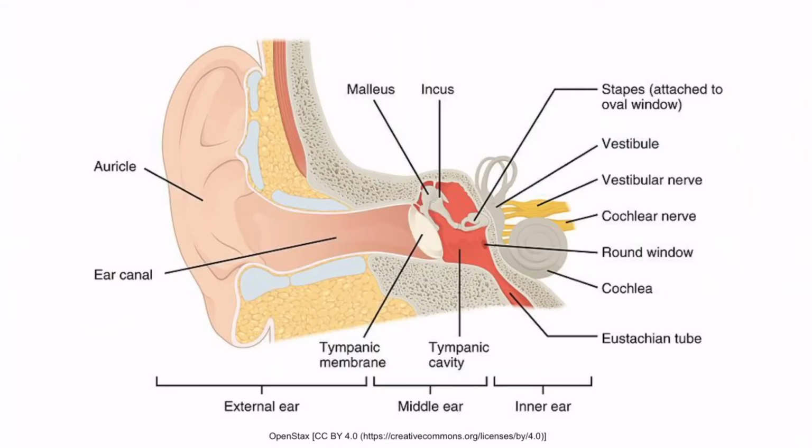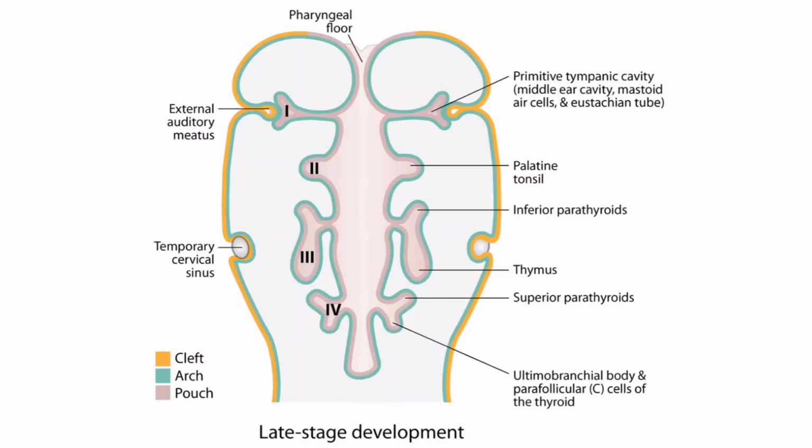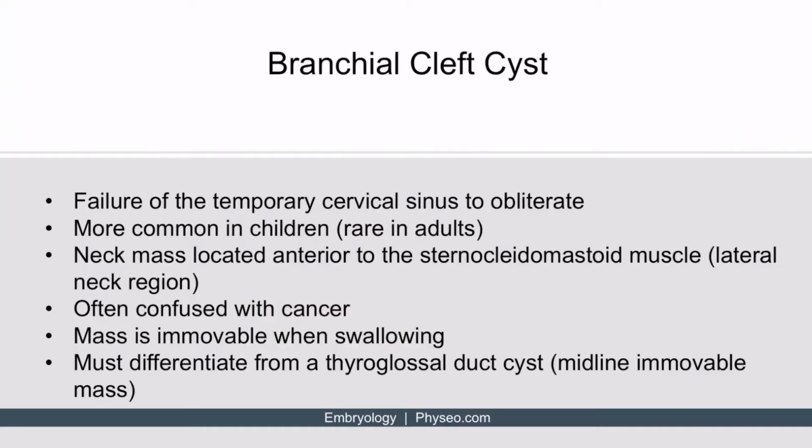As you can see, the external auditory meatus, which is also known as the ear canal, is shown right here. So the first pharyngeal cleft forms the ear canal. The second, third, and fourth pharyngeal clefts become what's known as the temporary cervical sinus, which you can see right here. As is implied in the name, this is a temporary structure that is normally only present during fetal development and eventually becomes obliterated. However, if the temporary cervical sinus is not obliterated, then patients may develop what's known as a branchial cleft cyst. So again, branchial cleft cysts are due to failure of the temporary cervical sinus to obliterate.